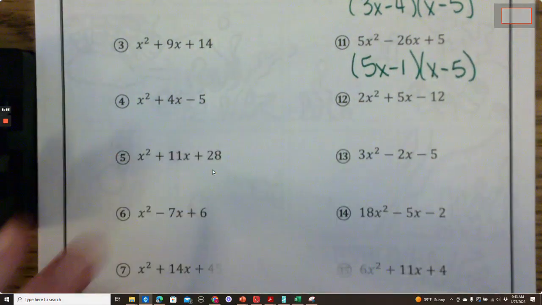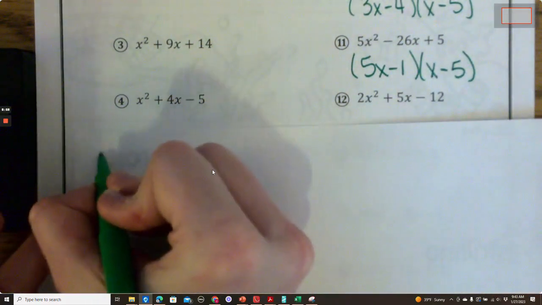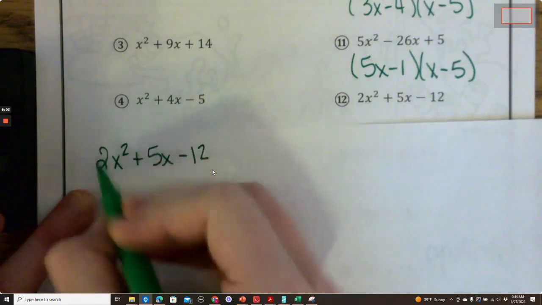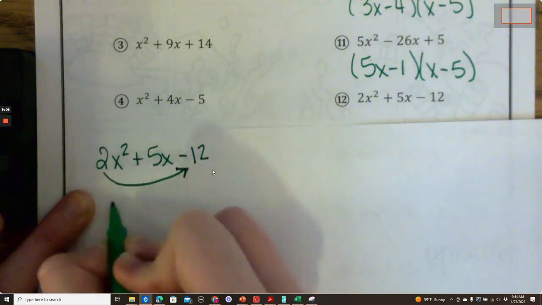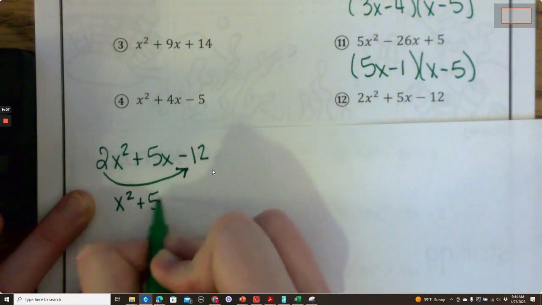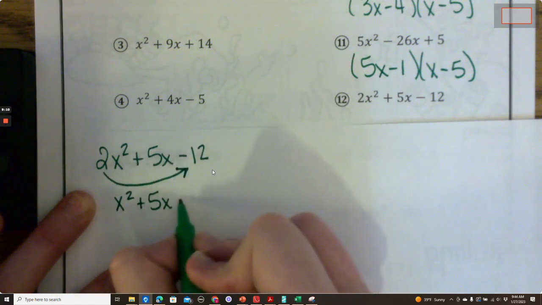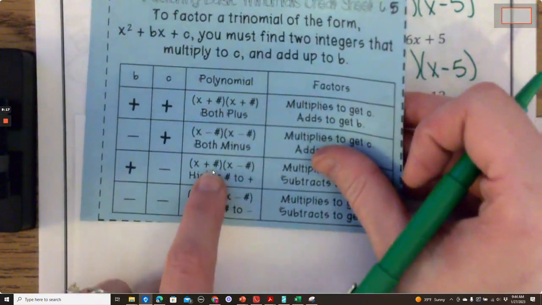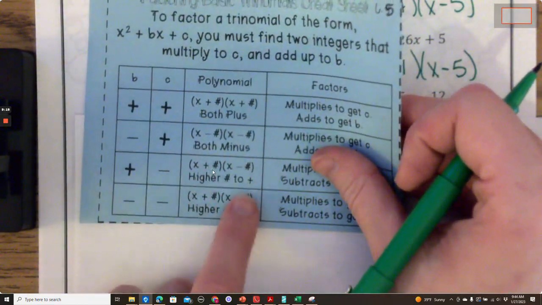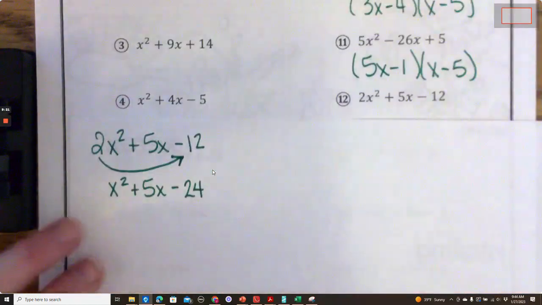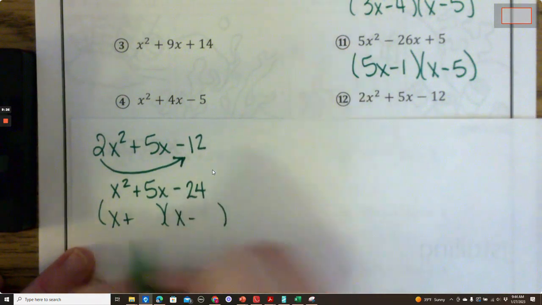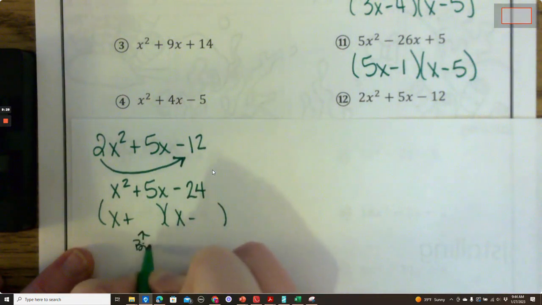All right, number 12. 2x squared plus 5x minus 12. Slip the 2. X squared plus 5x. 2 times negative 12 is negative 24. All right, plus and minus. x plus a number, x minus a number, and the bigger one goes into the plus sign. So x plus a number, x minus a number, and then this is going to be the big one.